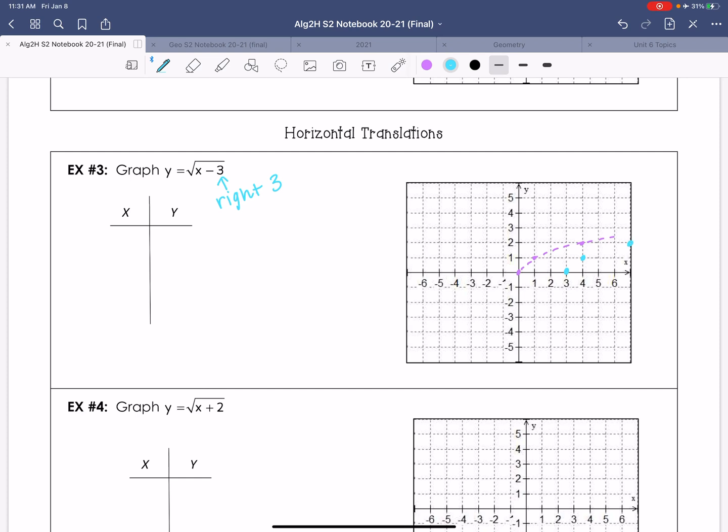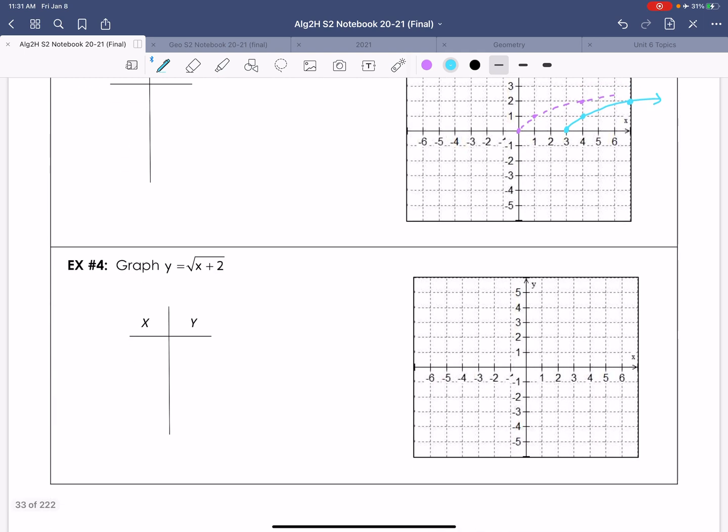And connect our dots. And voila. All right, let's try the next horizontal one. Plus 2, it's on the inside. It's opposite of what I think. It's horizontal. So this is going left 2.